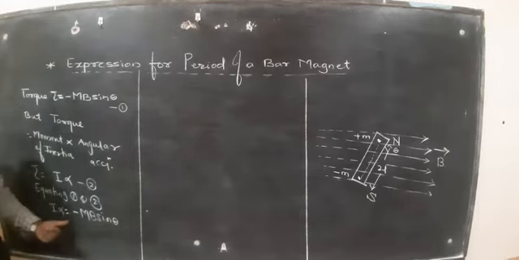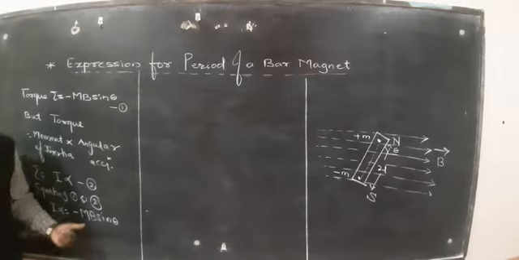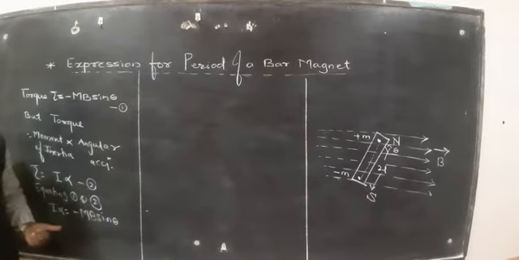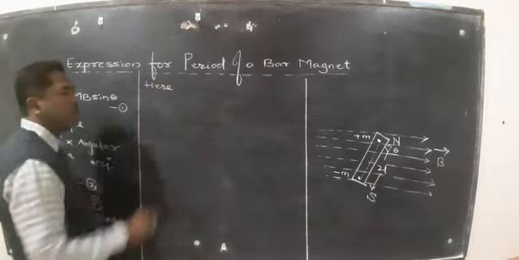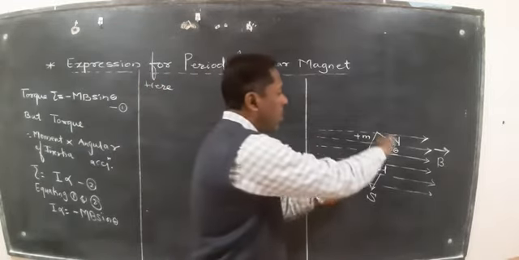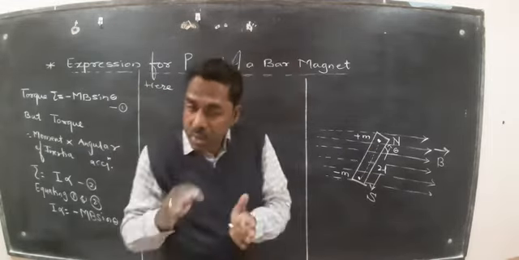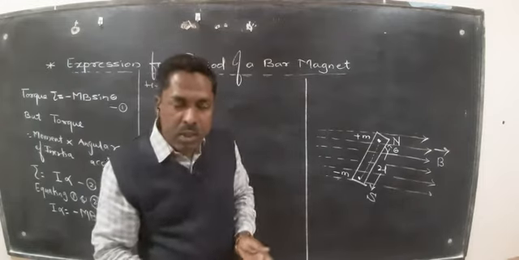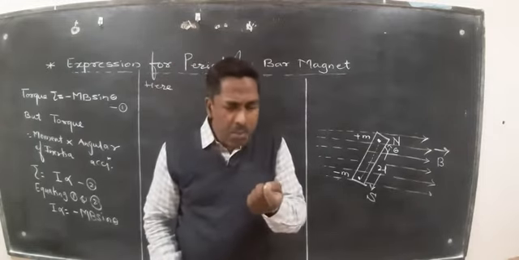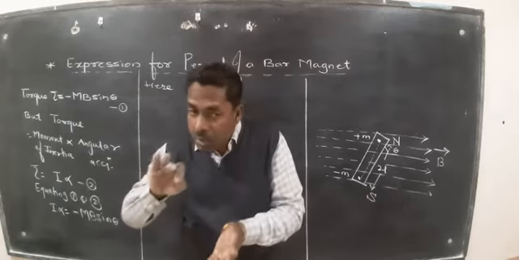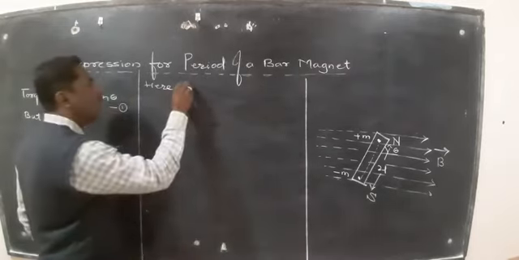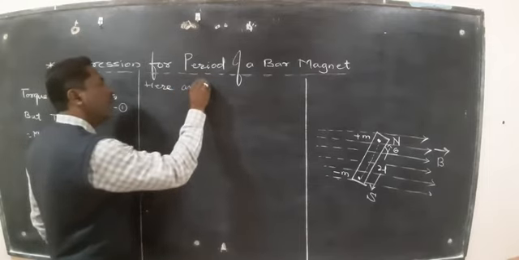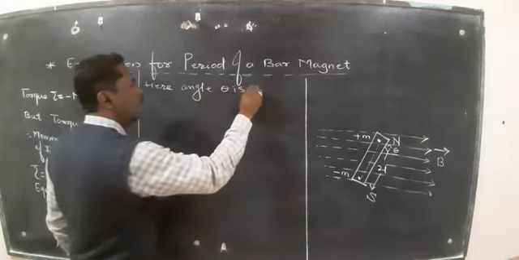What does this negative sign indicate? The negative sign indicates that the torque is acting in the opposite direction. And how much does the magnet rotate about its own axis, how much is it displaced? The magnet is displaced by a small amount and it makes some angle theta. Here the angle theta is small.